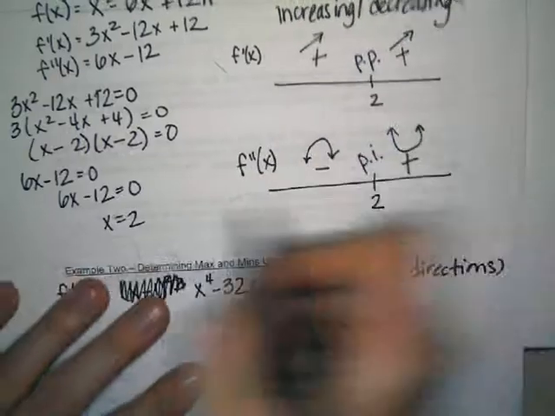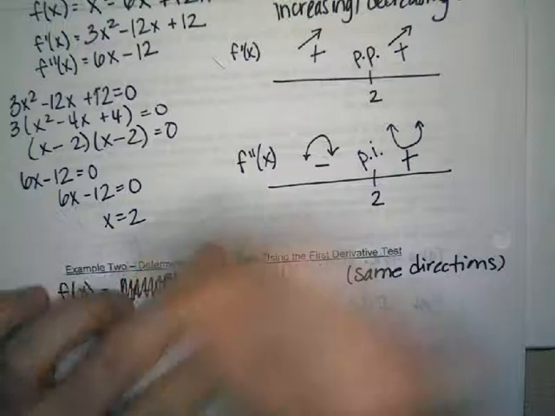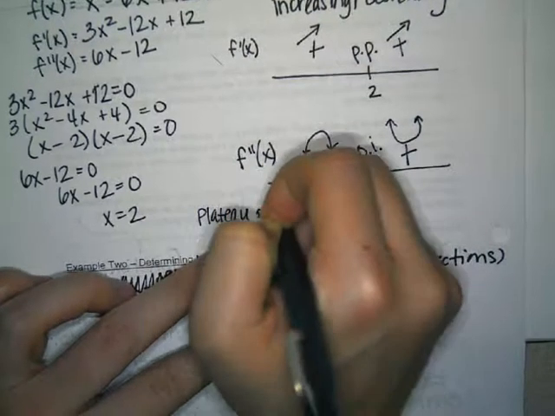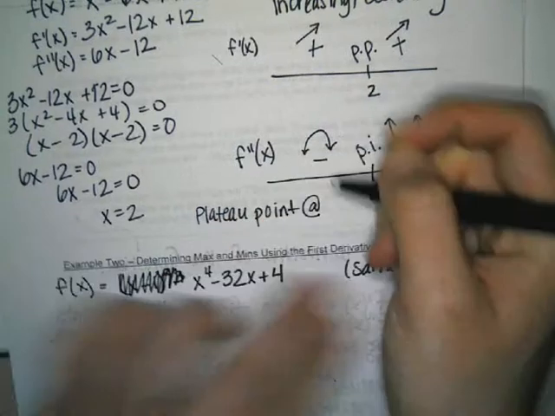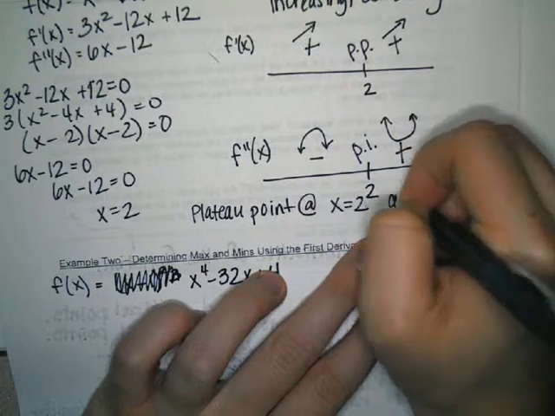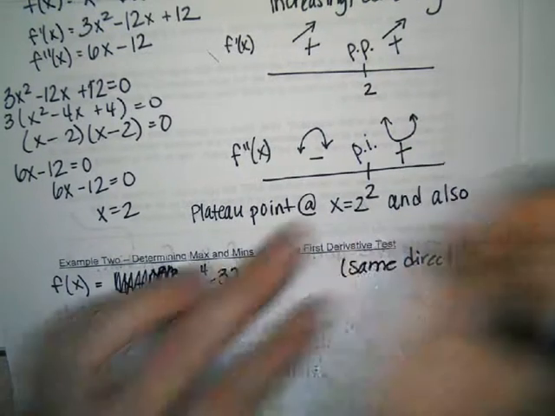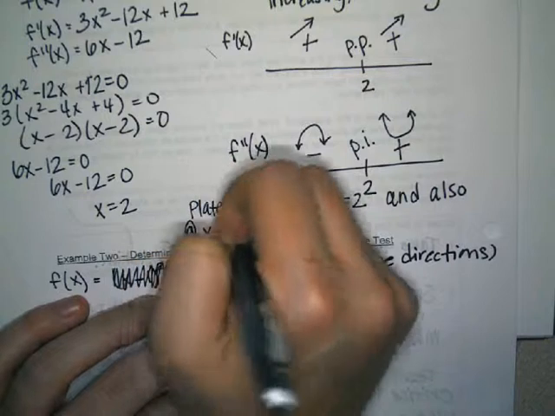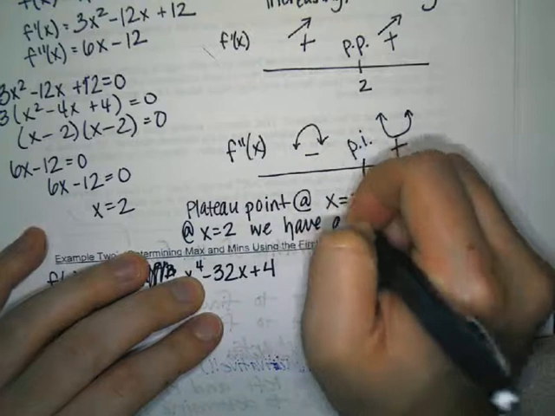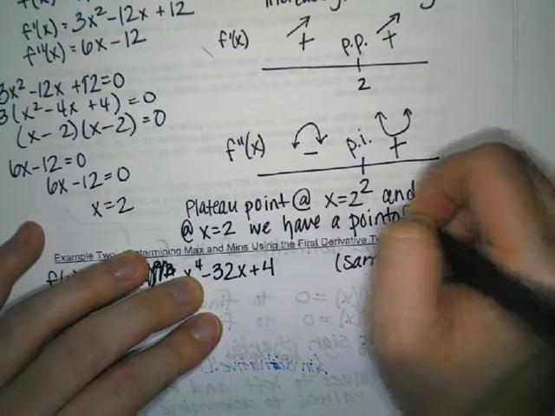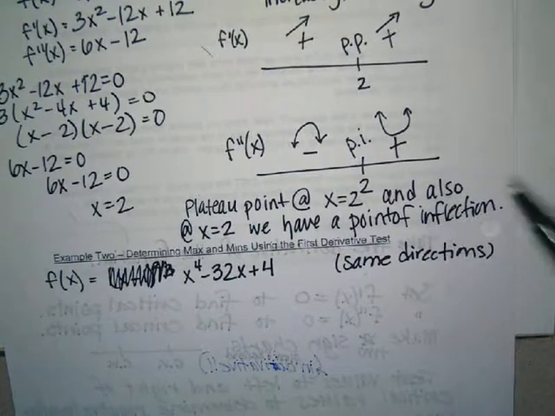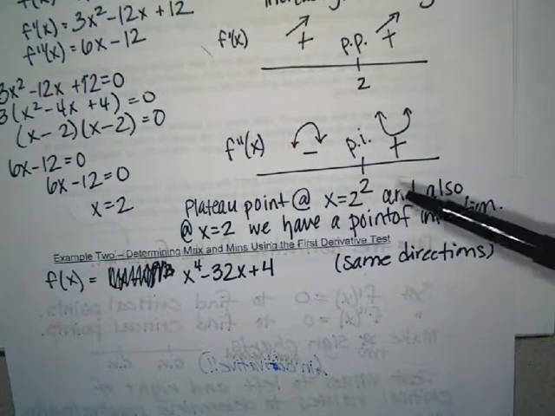So we need to kind of write a statement here, or give me more information. We'd have a plateau point at x equals 2, and also at x equals 2, we have a point of inflection. Okay, so both those things are true at 2 based on this.